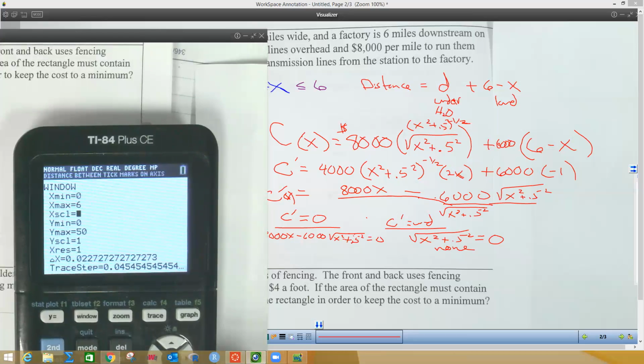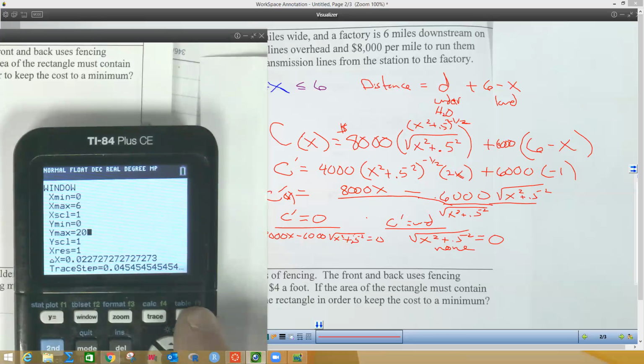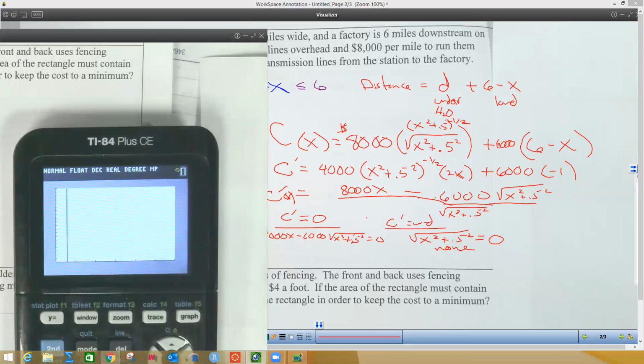Okay, and I know this y is the slope of my cost. So I know my cost is probably going to go up. I'm not really sure. I'm going to go from 0 to 20 because it's going to cost me something. So I don't really need to go anywhere else. So let's graph this and see what happens. Oh my, that goes almost straight up.